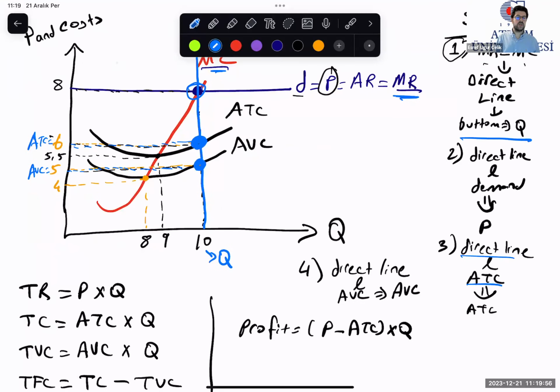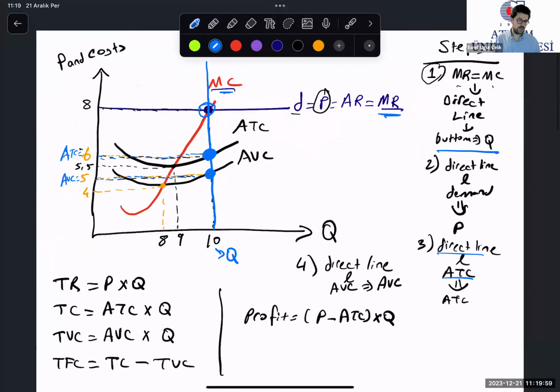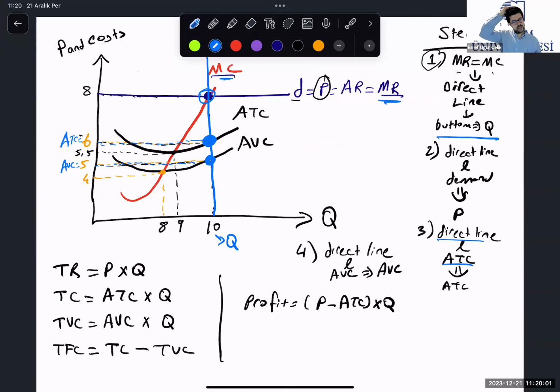Then we are going to calculate the details. Let's assume total revenue. I forgot something, sorry about it. The direct line and demand curve intersection gives the price. But in the question, I already gave the price. So this is the price. Normally, this is the first step, but it doesn't matter which one is first. What matters is finding the price, average total cost, and average variable cost.